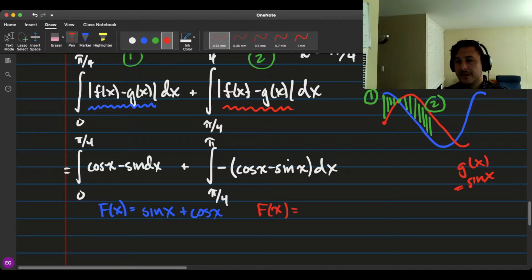Then you have to find the antiderivative of the other one. So I'm going to distribute that minus. So what is the antiderivative of minus cosine? Well, it's not sine, because the derivative of sine would be cosine. Right? The derivative of sine is cosine, and the minus makes it minus cosine. What has a derivative of sine? Well, it's not cosine, because the derivative of cosine would be minus sine, so you need another negative. So you get minus cosine.